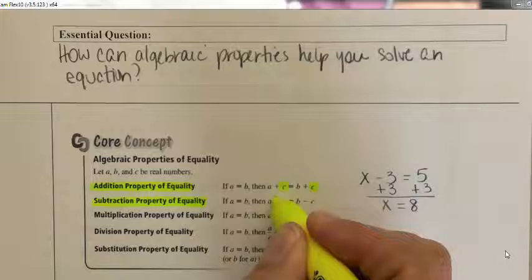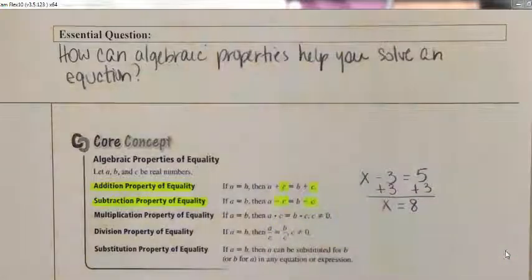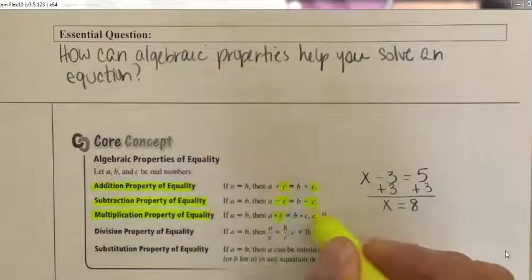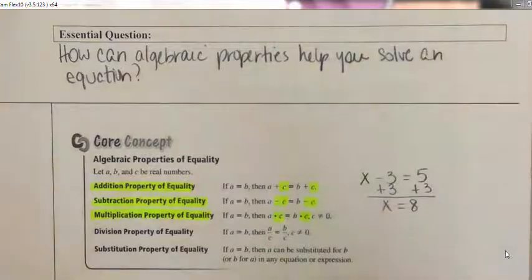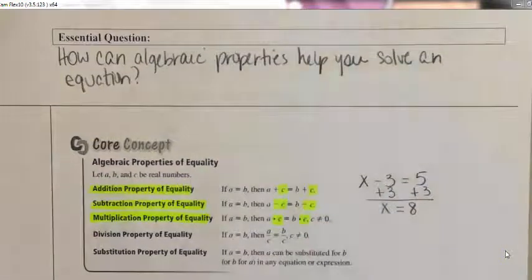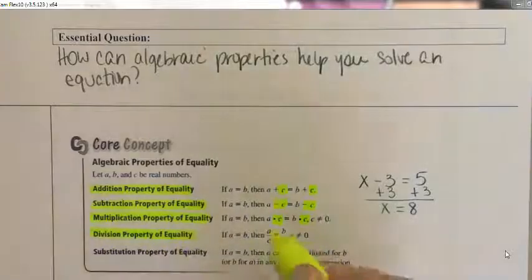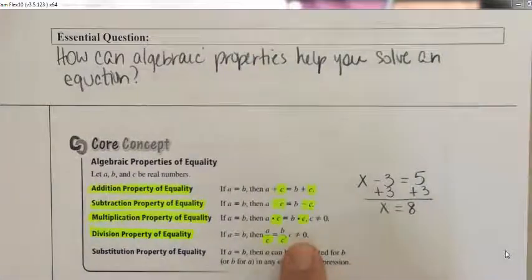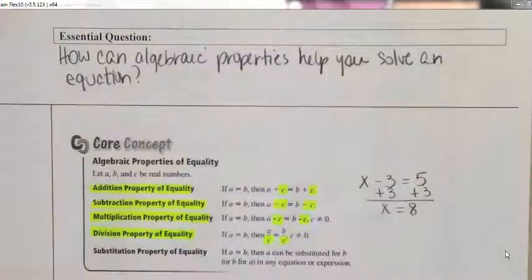So we subtract C from both sides, still keeps it equal because we did the exact same thing to both sides. The multiplication property of equality, right here we're going to multiply both sides by C. And this says C can't equal 0 because if it does, it basically makes everything 0. And the last one is the division property of equality. Again, we divide both sides by C. As long as we do it to both sides, we are totally fine. Unless C is equal to 0, you can't divide by 0, so that would be an issue as well.